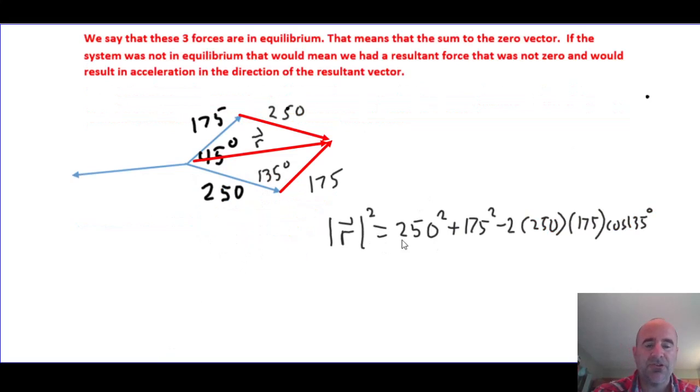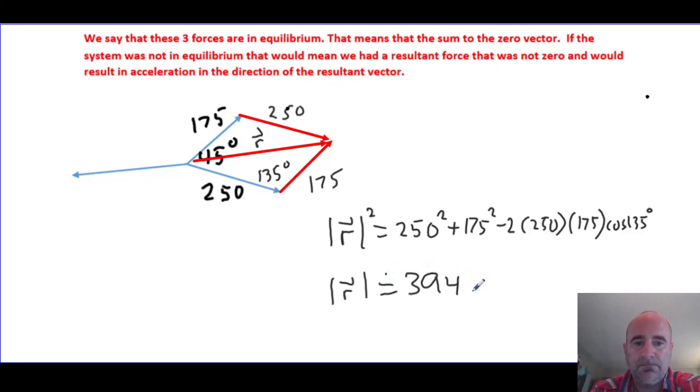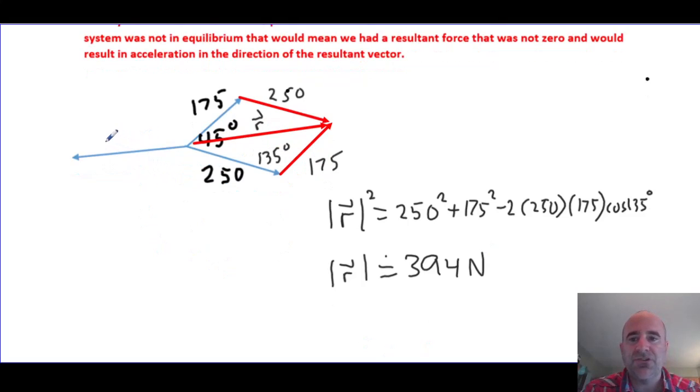Okay, so using the cosine law, R squared equals 250 squared plus 175 squared minus 2 times 250 times 175 times the cosine of 135. And if you do the work, you should find that the magnitude of that resultant is about 394 newtons. So really, if this R value is 394 newtons, then it must be that I'm pulling also with a 394 newton force in the opposite direction of R. We could figure out the direction of R if we wanted to, and then you would be able to figure out the angle, because there's a special angle that I must be exerting the force on in order to counteract them.